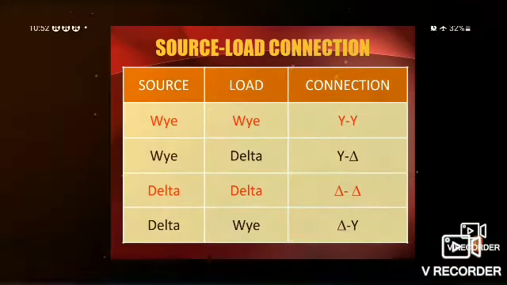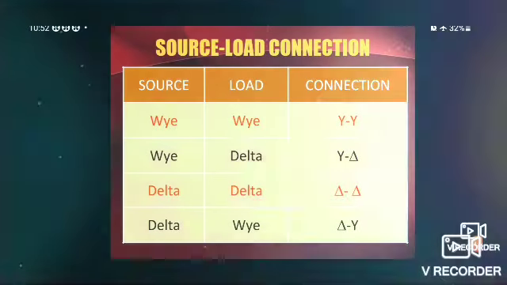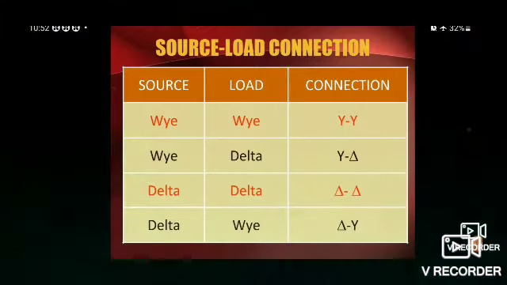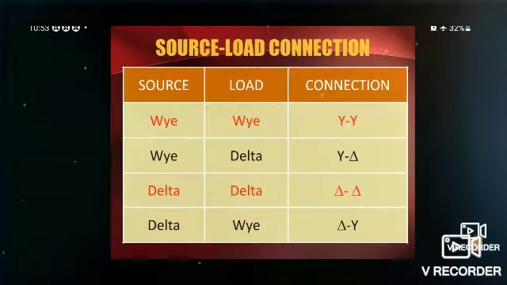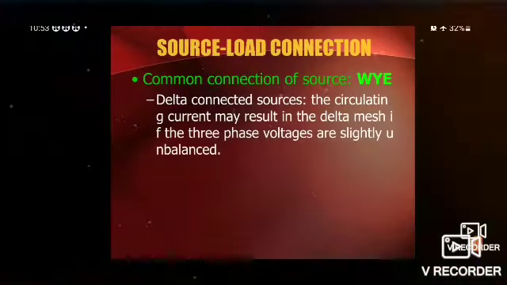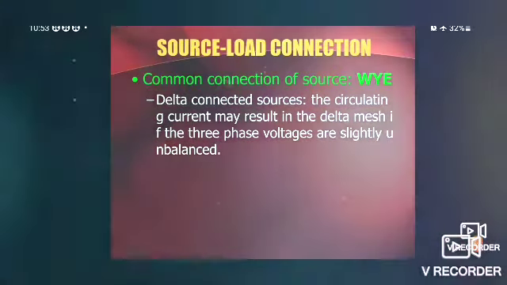There are four connections: star-star, star-delta, delta-delta, delta-star. Star is also called Y. Therefore, Y-Y, Y-delta, delta-delta, delta-Y. A common connection of source is Y-delta, that is star-delta.